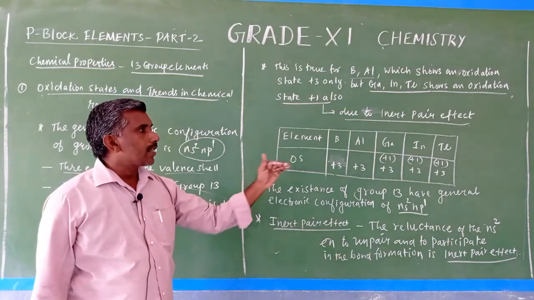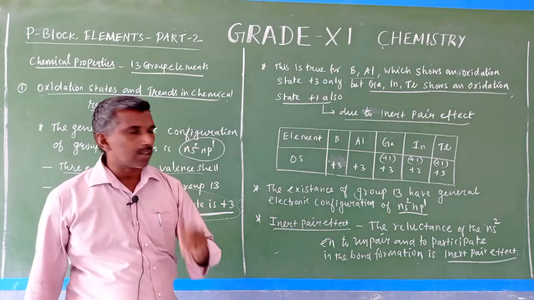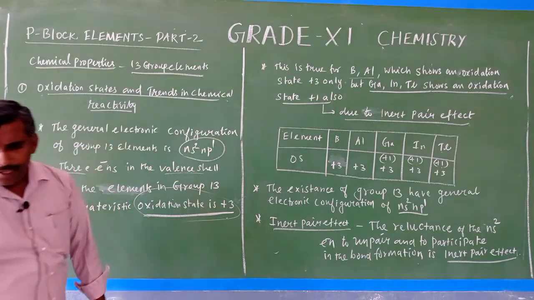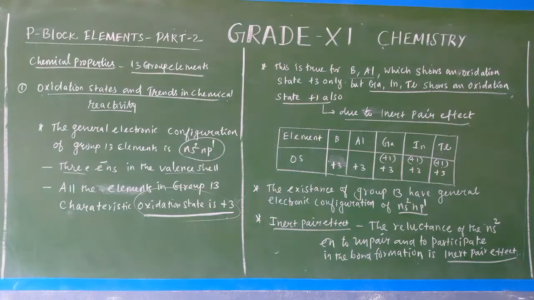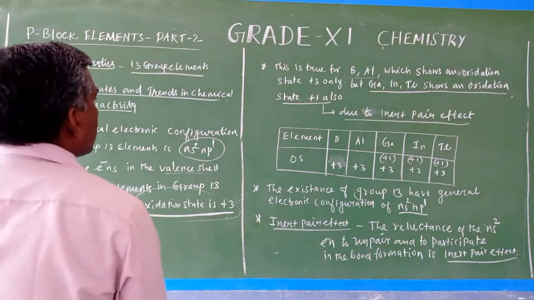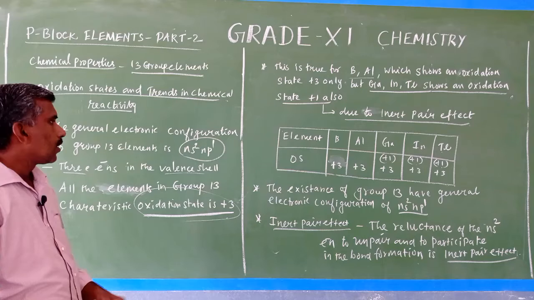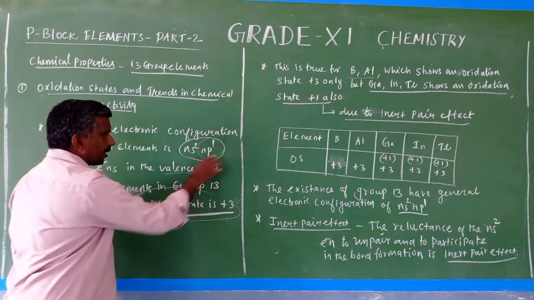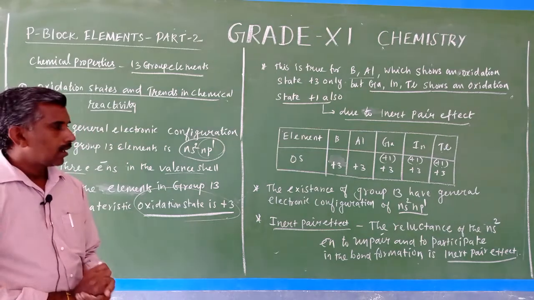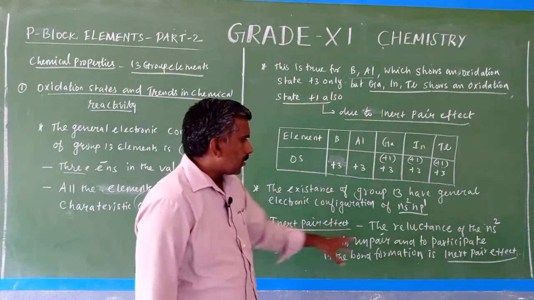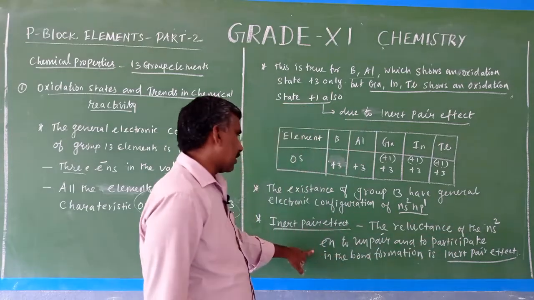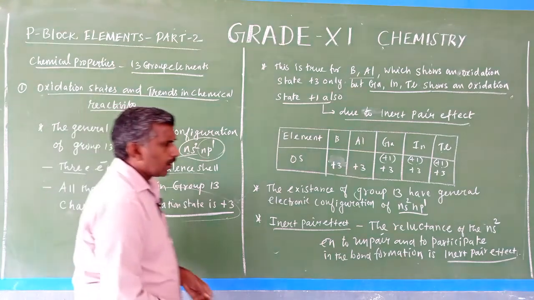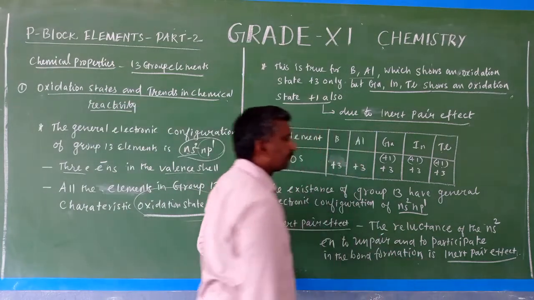Okay, why is it a lower oxidation state? That is plus 1. The reason, in a simple word, is inert pair effect. What is the meaning of inert pair effect? One question. Look here, the general electronic configuration is ns2 np1, and only np1 electron participates. Inert pair effect means the ns2 electrons remain paired and unable to participate in bond formation.